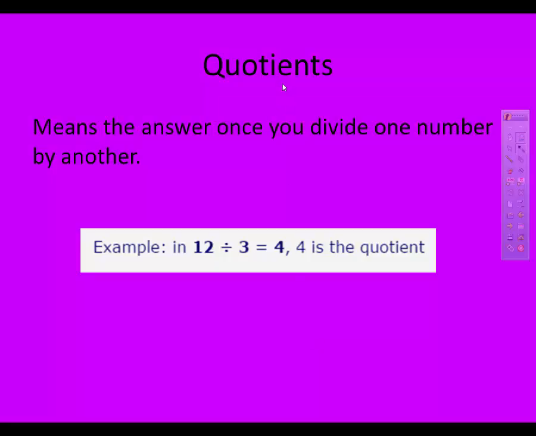And your first word today is going to be quotients, which means the answer once you divide one number by another. So like we worked on multiplication and the product, when you're dividing, the answer is called the quotient instead of the product. So that is the only difference. And you can write this example down if it helps you. So go ahead and I'm going to give you a few seconds to write this one down.